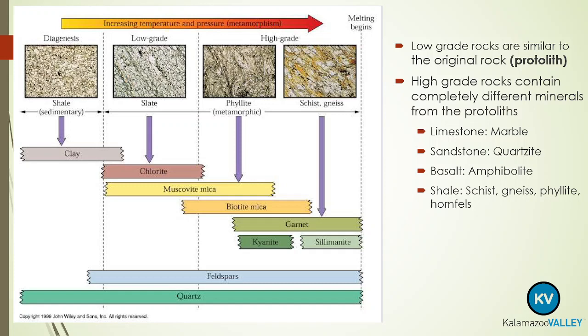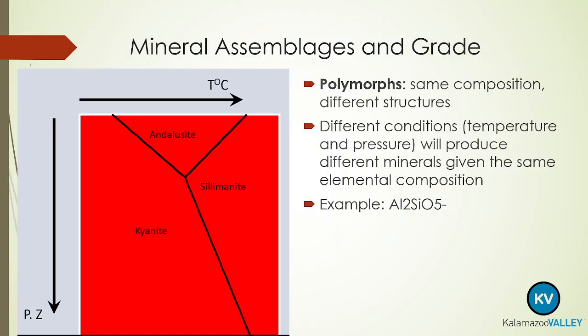Basalt can metamorphose into amphibolite. You'll see an example of that. And then, of course, shale has a number of grades of metamorphism and products of that metamorphism. So different temperature and pressure conditions will yield different metamorphic products. We can take this diagram as an example. Up here on this axis, we have temperature increasing in this direction, and both pressure and depth, so P for pressure and Z for depth, increasing in this direction.